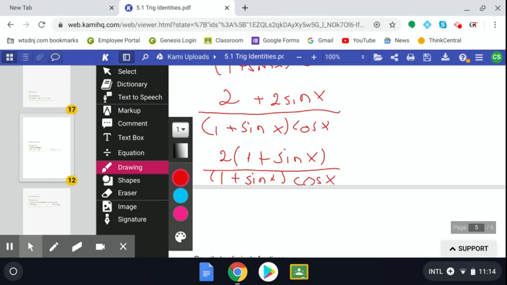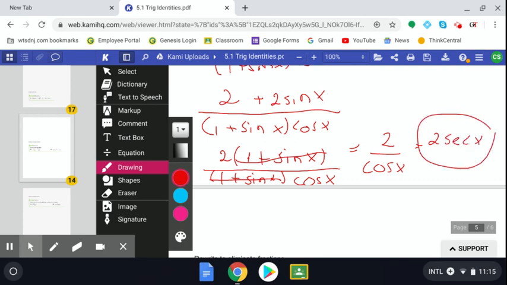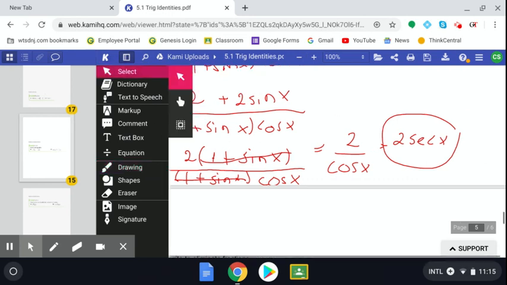And this is just what I was looking for because 2 is multiplying the binomial 1 plus sine x, and so is cosine x. That's also multiplying the binomial 1 plus sine x. So I can cancel these 2 out. And I'm left with 2 over cosine x. And I try to avoid the fractions, so the reciprocal, 1 over cosine x, would be just secant x. So I'm left with 2 secant x. And that should be my final answer. Okay? So careful with the common denominator thing. Moving on.